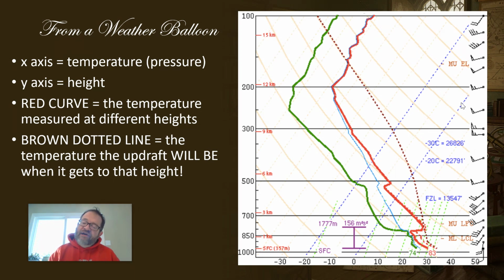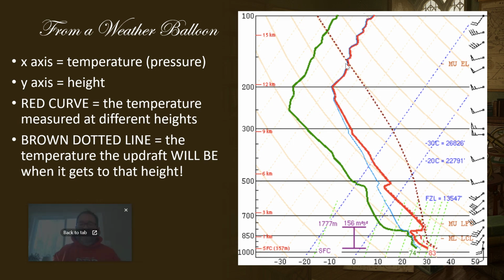The other thing that's on here is that dotted line that's kind of brown. And that brown dotted line is going to be showing the temperature of the updraft when it gets to that height. So at first the updraft will be at this temperature, and then as it rises, it'll be at these temperatures. As it goes up, as it crosses each of these altitudes, we know what its temperature is.